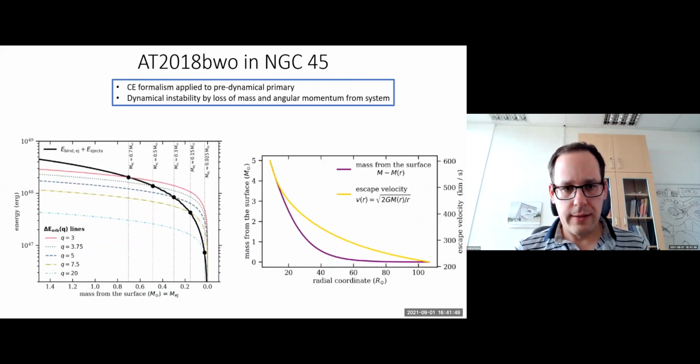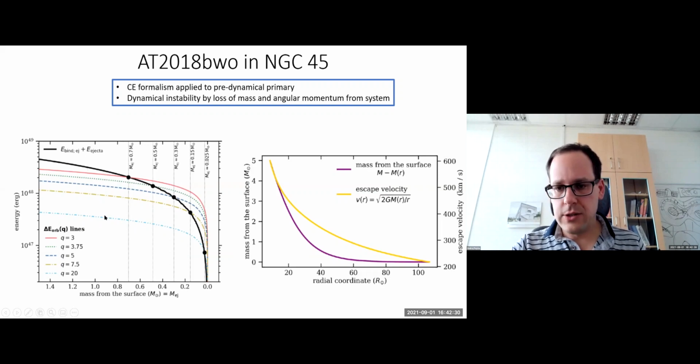Now, we can take this one step further, and we know what the structure of the primary star looked like at the moment, or about 10 years before the dynamical event. What we can do is apply the common envelope formalism to the structure of this star to see what we find out. This is shown here on the left panel, which shows the mass coordinate of the star measured from the surface. So the center is to the left, and this is energy. The black line is the binding energy as a function of mass coordinate, taking into account the kinetic energy of the ejecta that we observe.